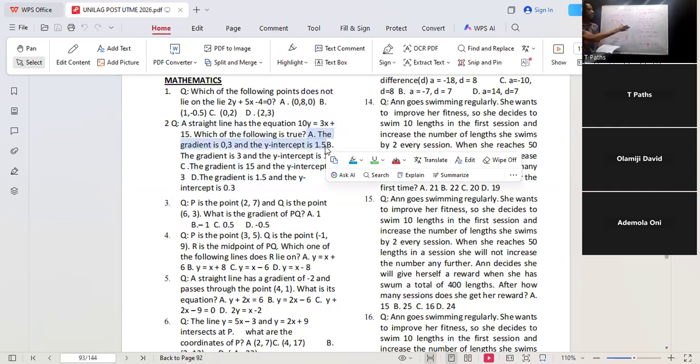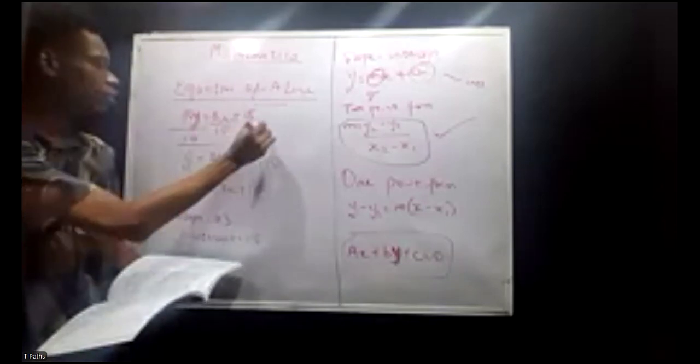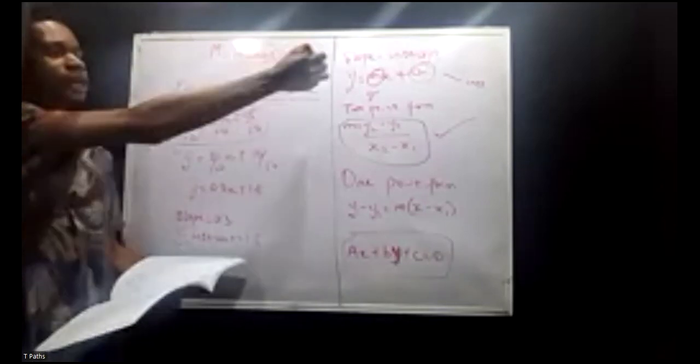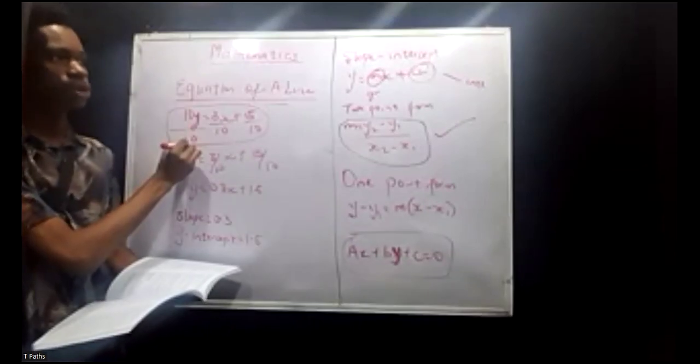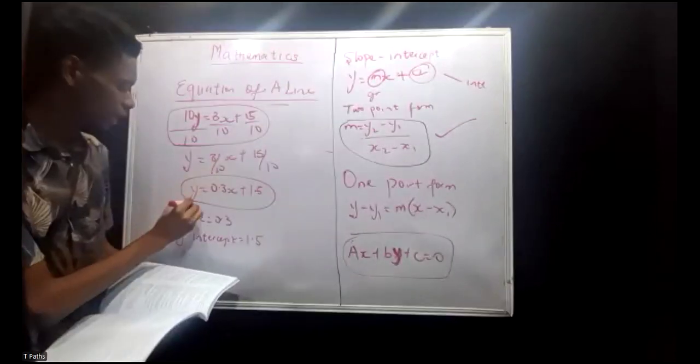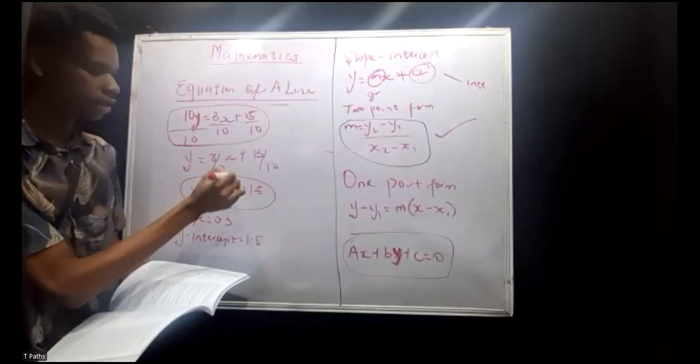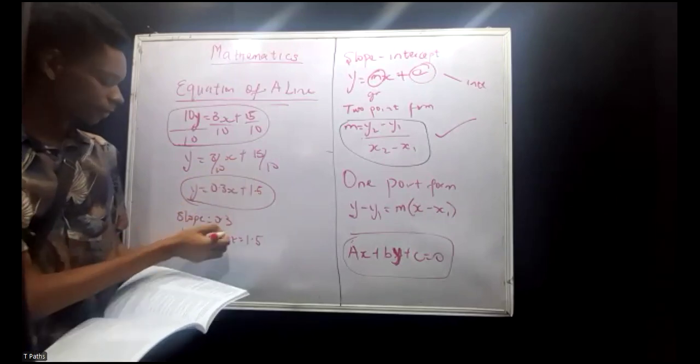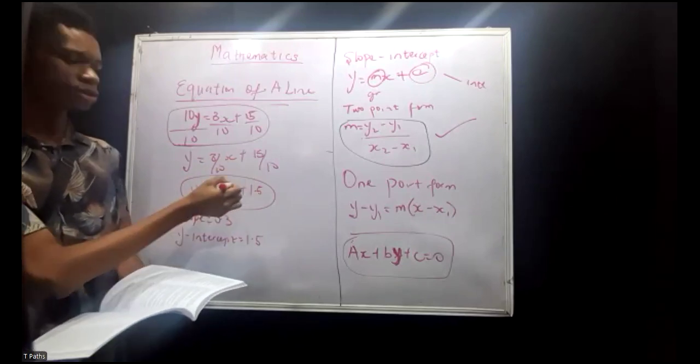We simply rewrote this equation to look like the slope-intercept form. So rewriting this particular equation in the question made it look like the slope-intercept form. And having that, we got y is equal to 0.3x plus 1.5. And there we can now specify which is the slope or gradient and which is the y-intercept.